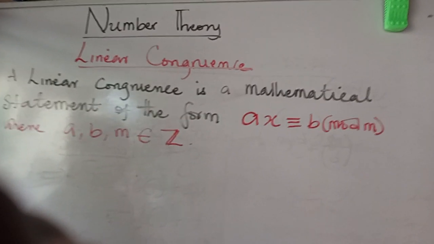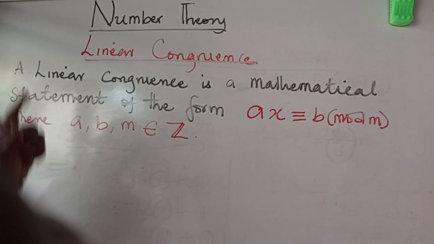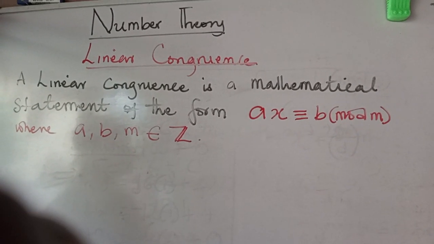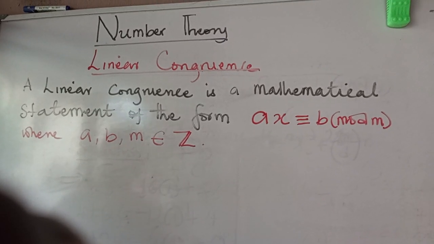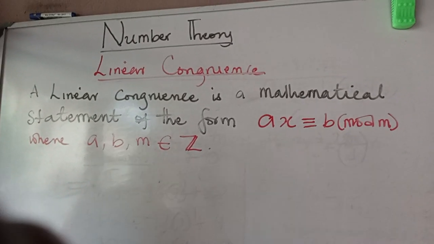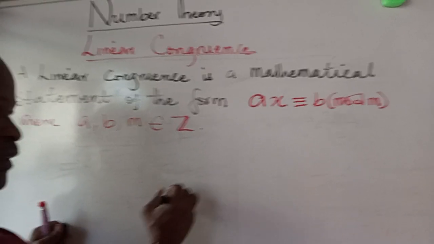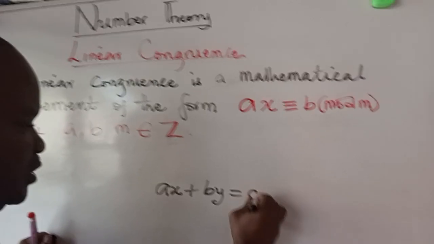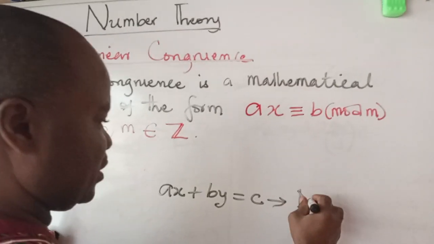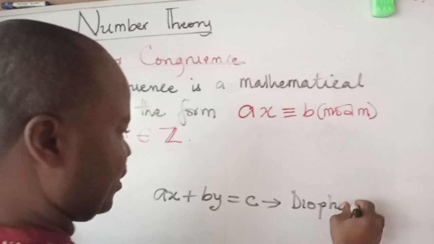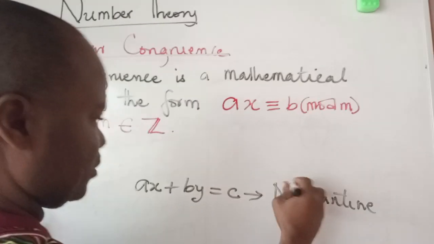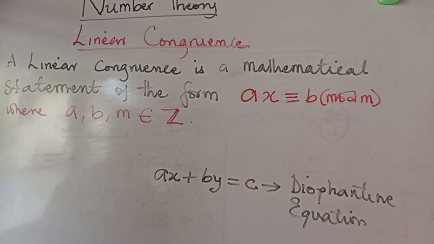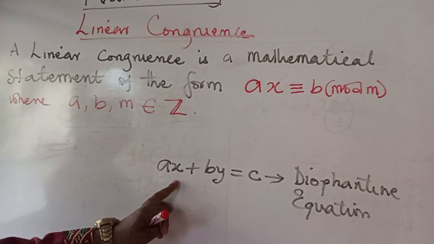Thank you so much for watching our last video on number theory, where we applied Bezout's identity from Euclid's algorithm to solve a particular simple equation. And of course, I want to explain that the equation we had, ax plus by is equal to c, is called a Diophantine equation. An equation of this type can be solved using Bezout's identity to find x and y.